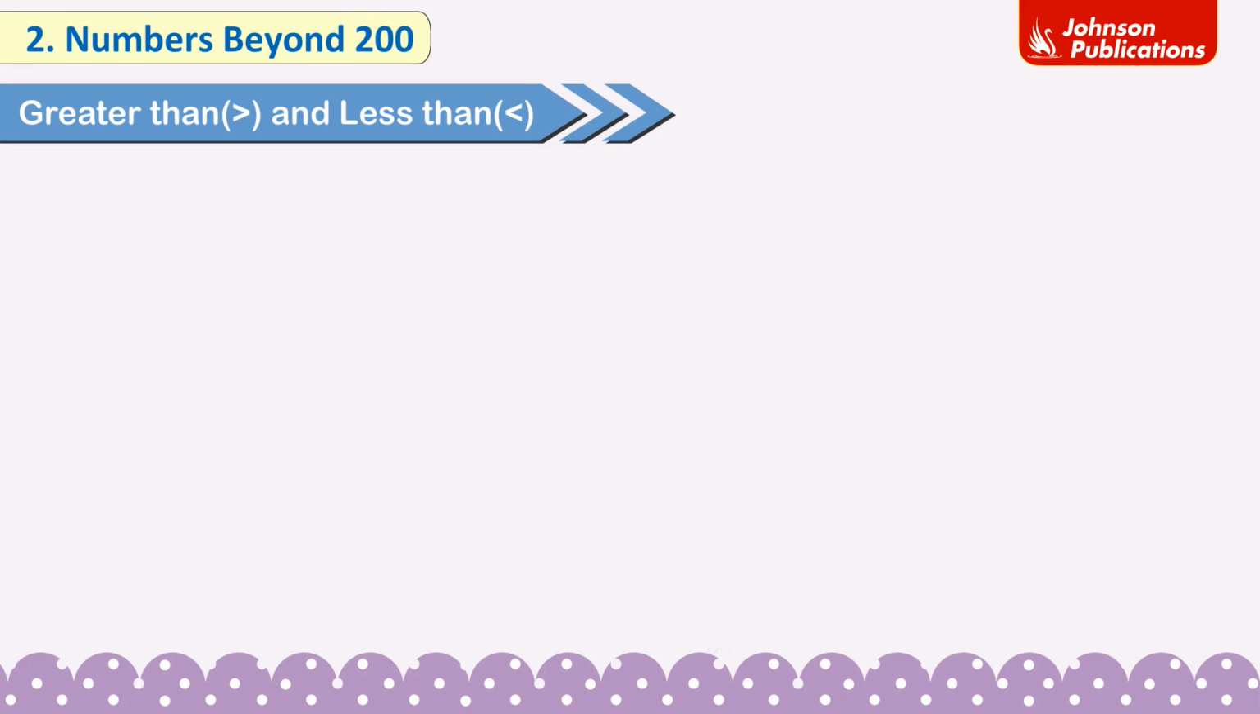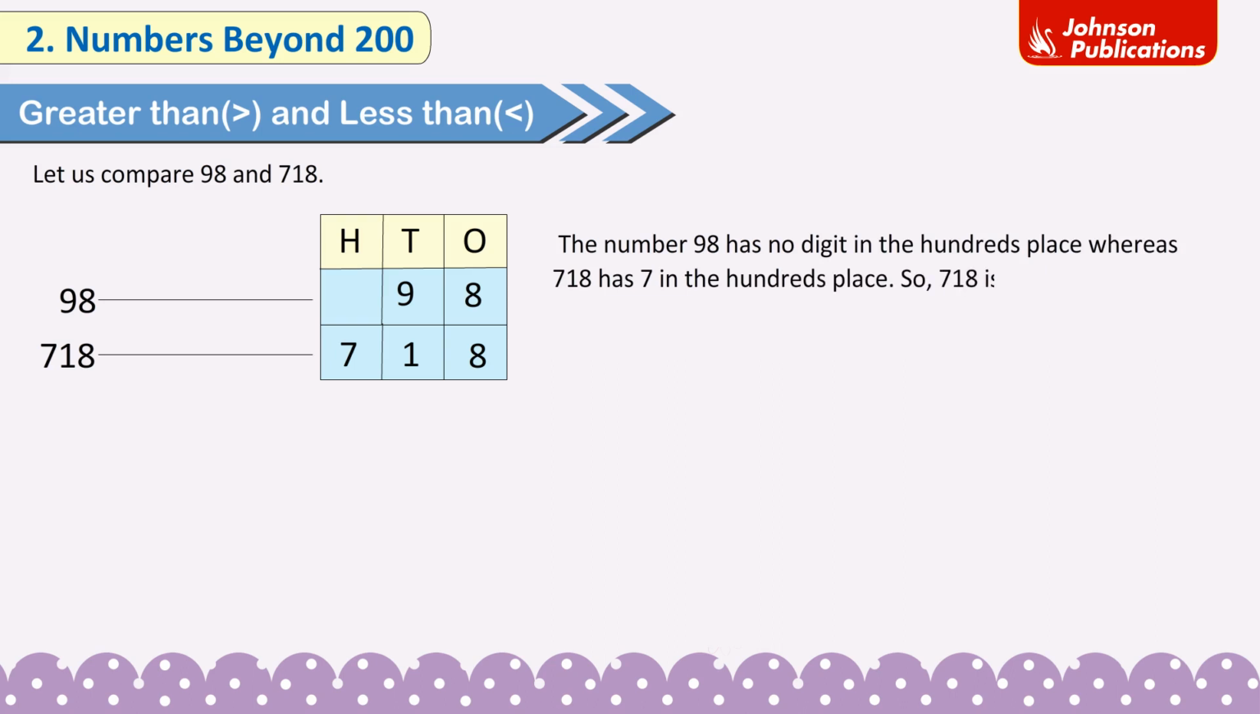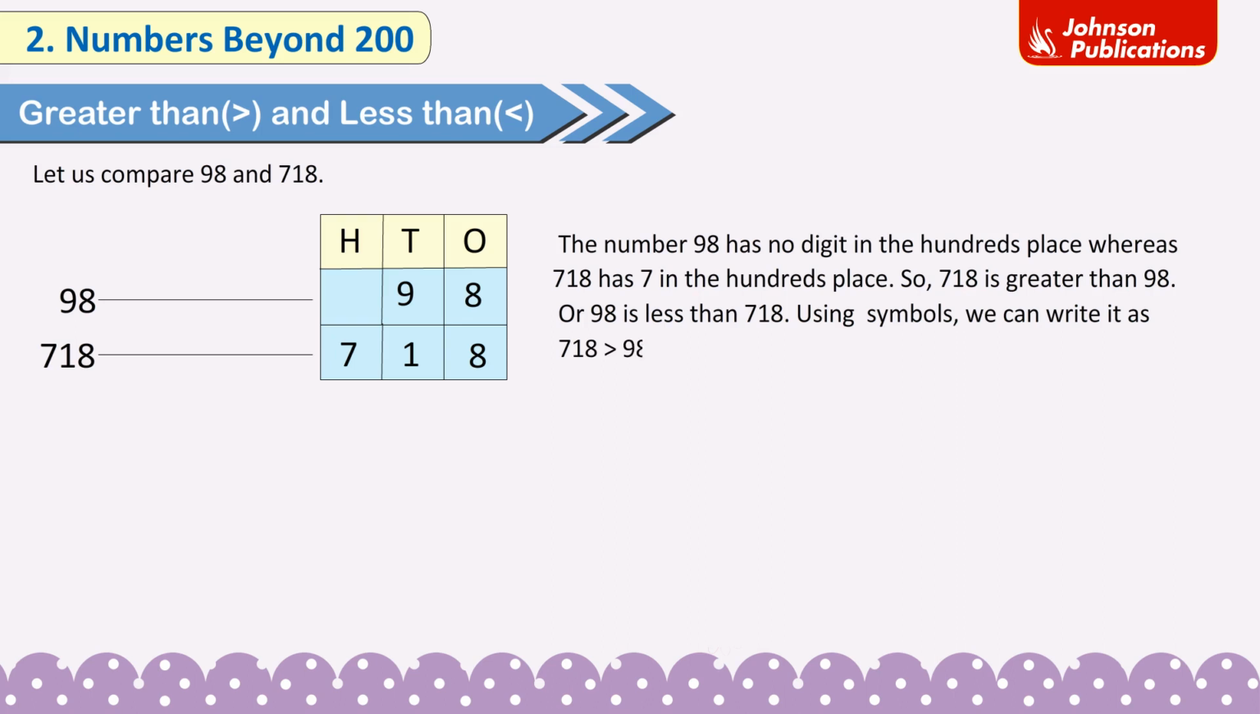Greater than and less than. Let us compare 98 and 718. The number 98 has no digit in the hundreds place, whereas 718 has 7 in the hundreds place. So, 718 is greater than 98 or 98 is less than 718. Using symbols, we can write it as 718 > 98 or 98 < 718.